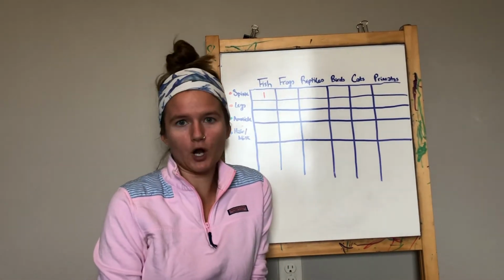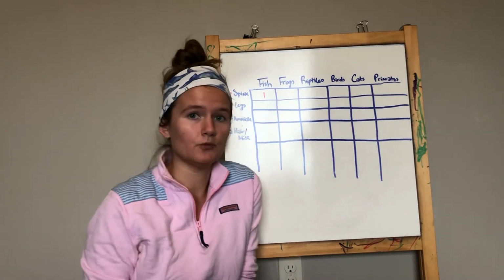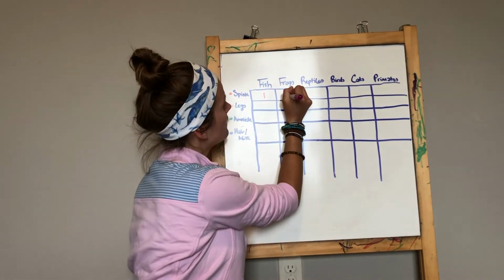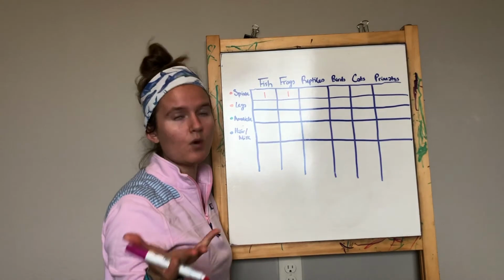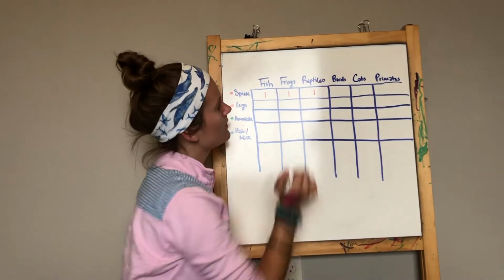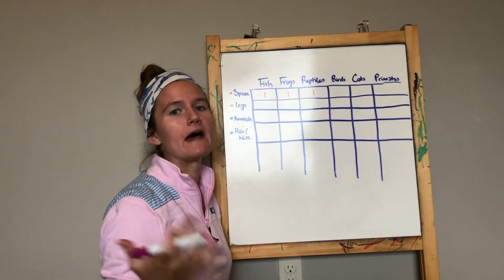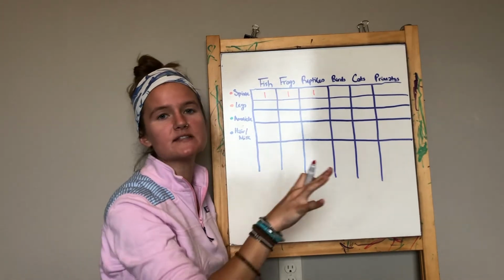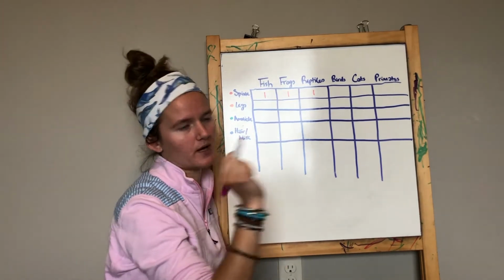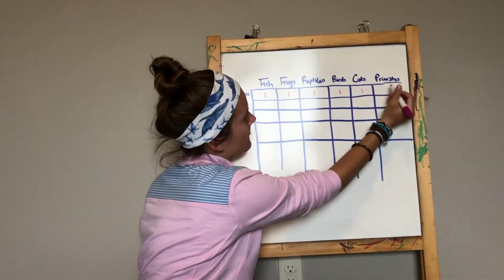Now, what about frogs? They also have a spine, so we'll put a 1 in that box. Reptiles also have a spine, as do birds, cats, and primates. We are all vertebrates, we all have a spinal column. So all of these organisms will get a 1 in that first box.